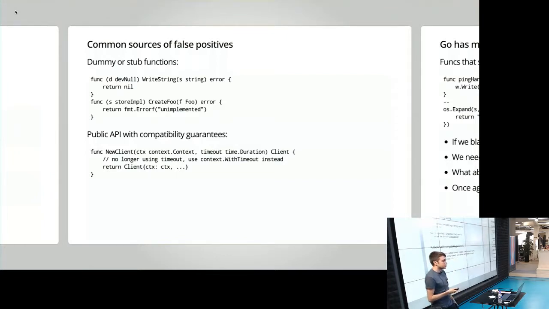Another common example is unimplemented functions. So you're still working on the code, or maybe it's unimplemented on purpose. So neither of these should be flagged by such a tool. And another one, which is pretty big, is when you have public APIs that you cannot change. For example, in Go 1, the standard library cannot be changed, because otherwise people's programs would stop building and running.